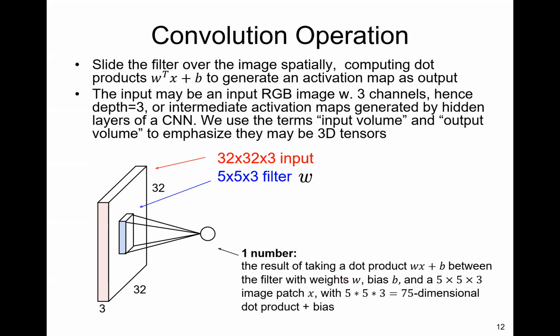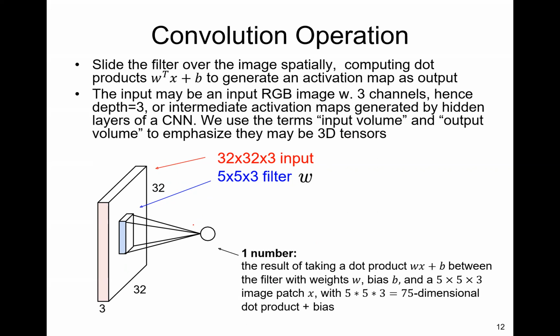So let's look closer at a convolution operation. The operation slides the filter over the image spatially, computing dot products Wx plus b to generate an activation map as an output. The input may be an input RGB image with 3 channels, hence depth equal to 3, or intermediate activation maps generated by hidden layers of a CNN. So we use the terms input volume and output volume to emphasize that they may be 3D tensors.